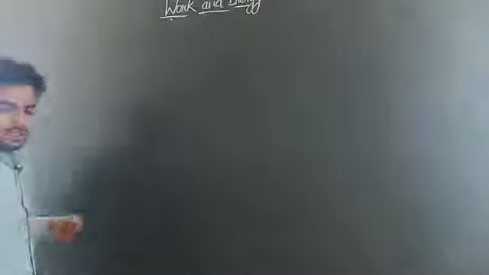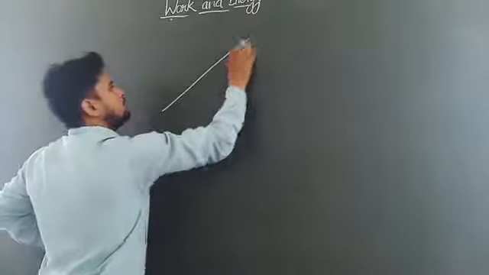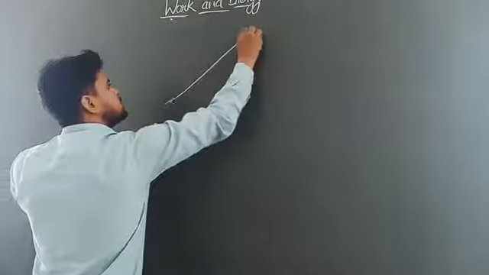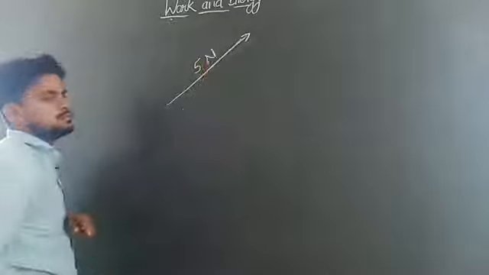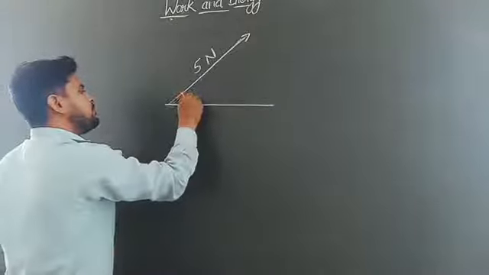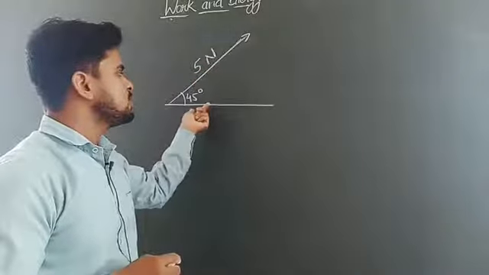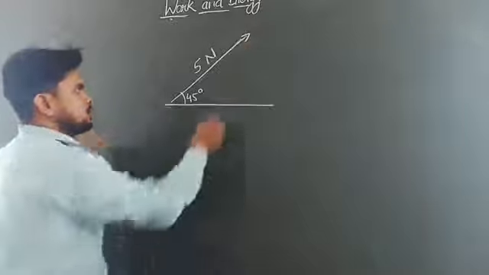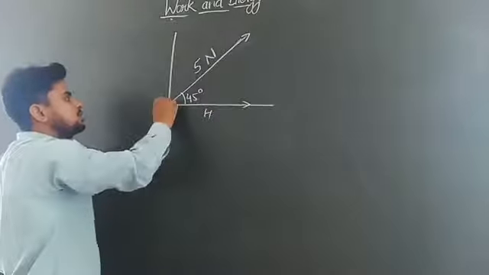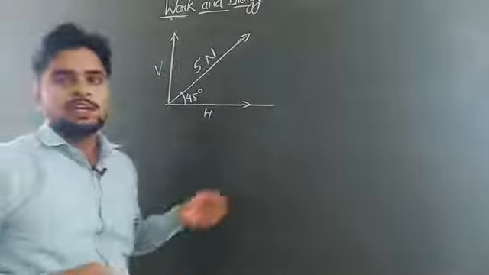Okay. Now let us see. Suppose we have given a force of 5 Newton. This is a force of 5 Newton and it is inclined at an angle of 45 degree with the horizontal. Then we have to determine the horizontal component of this force and also the vertical component. You can draw it that this is the horizontal component and this is the vertical component. Okay, but what will be the value of these two components?